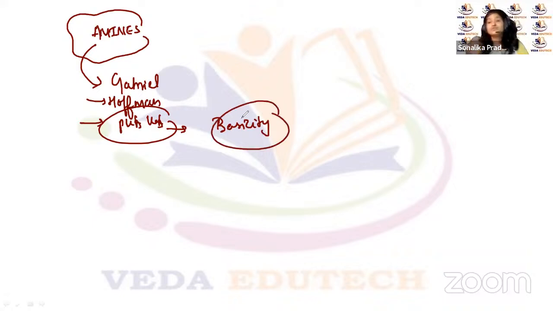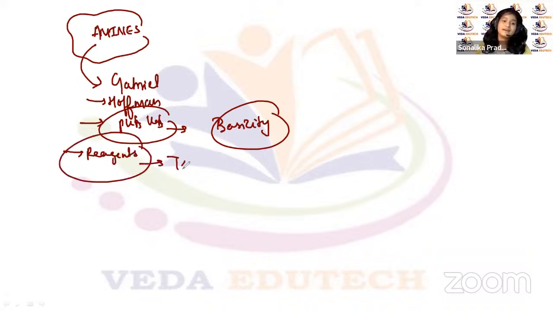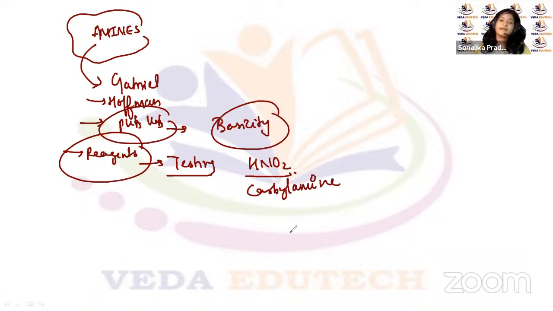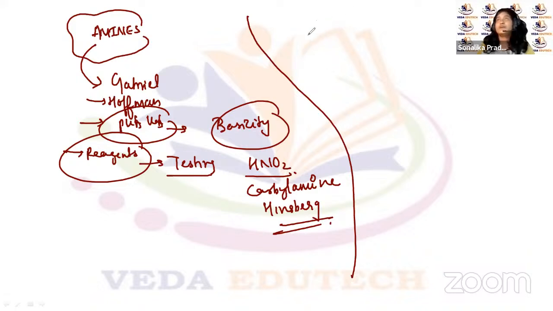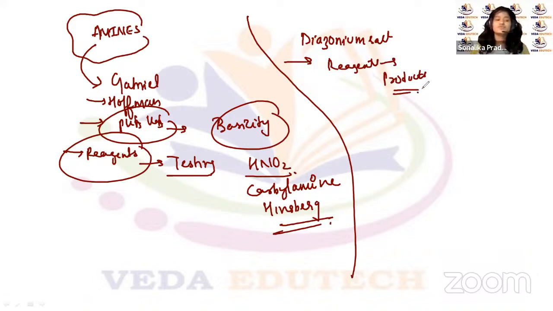Also you are going to look at the reagents used for testing, your HNO2, the carbylamine reaction, and the Hinsberg reagent, very important. What are the other things you are going to look at? You're going to see your diazonium salt. Look at the basic reagents and their products. That would suffice for your amines. You don't get very difficult questions in this, so that will be enough.